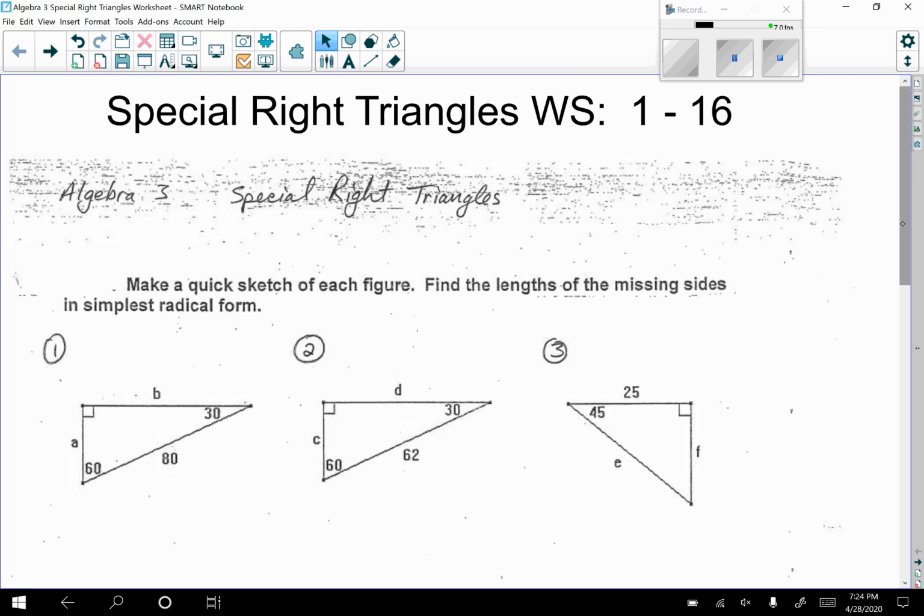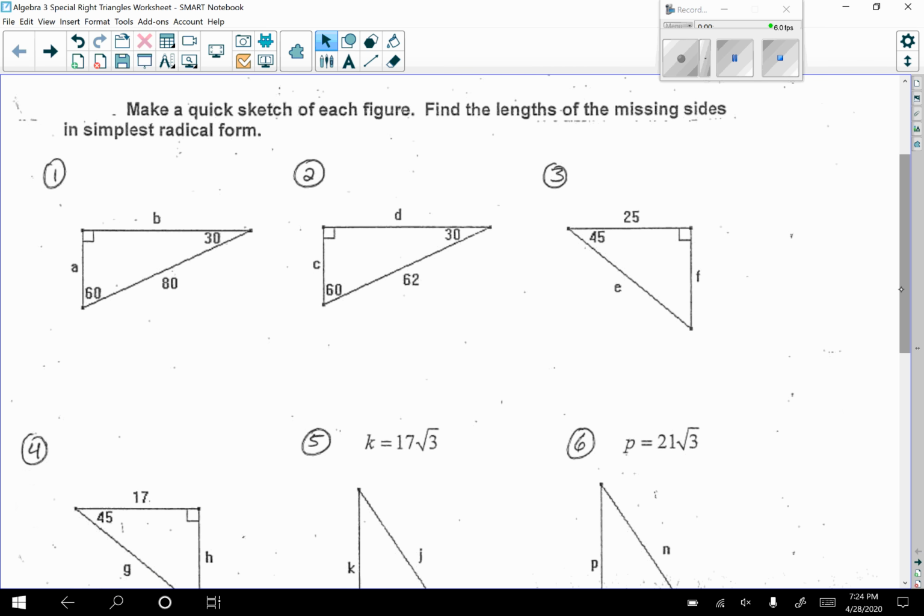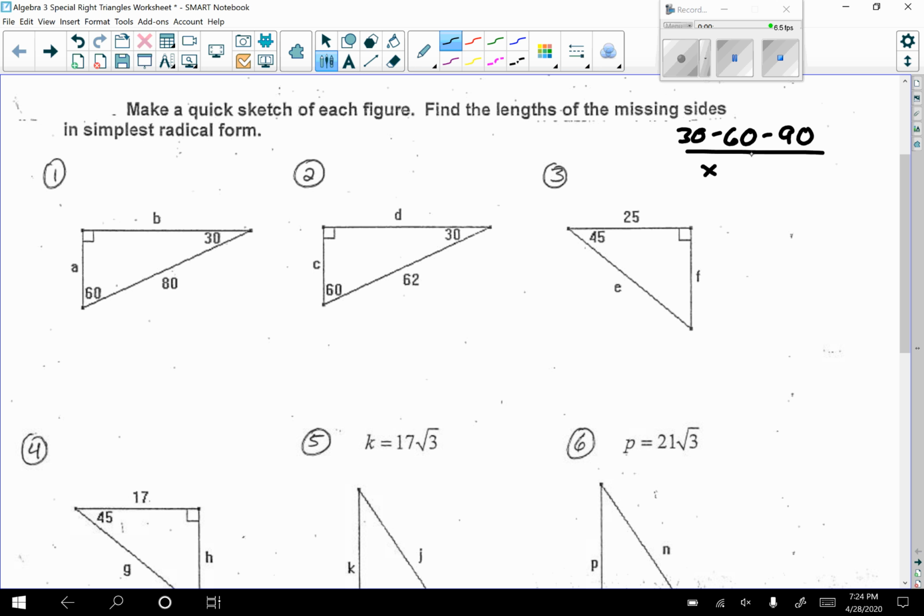All right, so for 1 through 12, there was a mixture of the two special types of right triangles. It was either a 30-60-90 or a 45-45-90. Keep in mind, when it is a 30-60-90 triangle, the short leg is x. It could be any number. And then to get to the longer leg, it's going to be x times radical 3. And then to get to the hypotenuse, you take your short side and just double it. So again, those are the ratios of the sides for a 30-60-90 triangle.